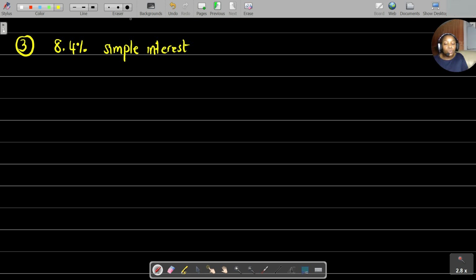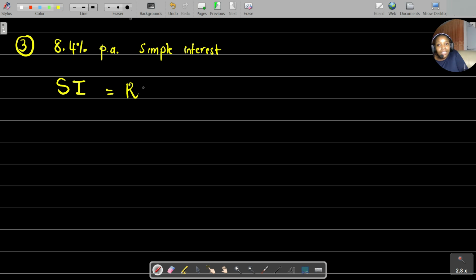Okay, so what do we need to do here? Remember, they said that it's 8.4% per annum simple interest, meaning that the maximum interest rate for the year is 8.4%, and the interest is added just once a year, right? So to calculate the simple interest that will be added to the amount that she's borrowed, we're just going to take that 30,123 multiplied by 8.4 divided by 100 multiplied by, remember, it's just 1 year. 12 months is just 1 year.